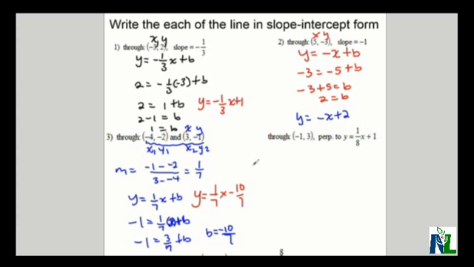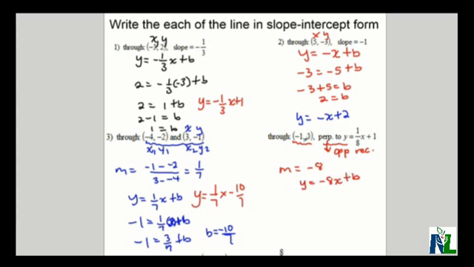The next example, example 4, is a little bit different. It passes through a point, and it is perpendicular to the equation of this line. If a line is perpendicular to another line, then the slopes are opposite reciprocals. So the slope of our line will be negative 8. y equals negative 8x plus b.